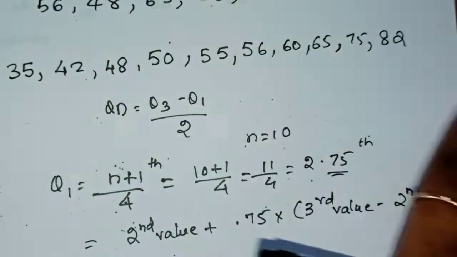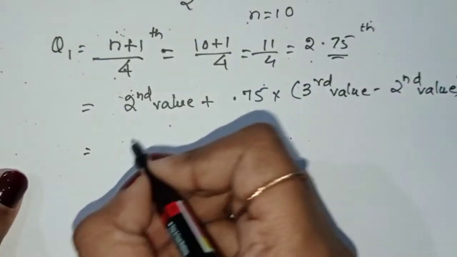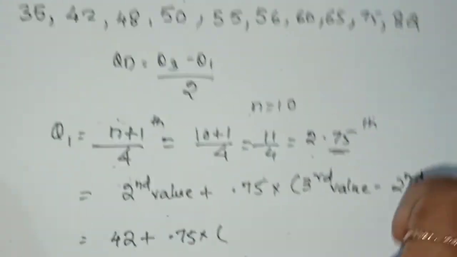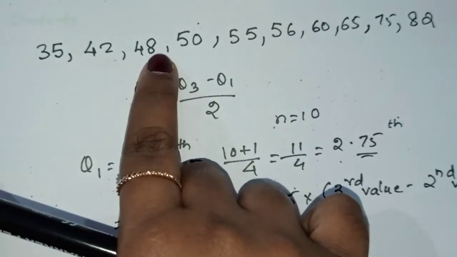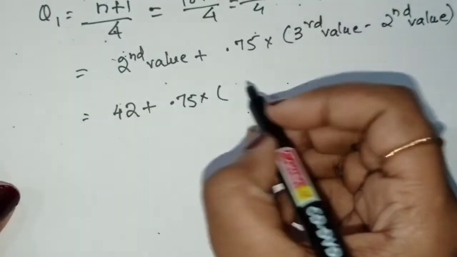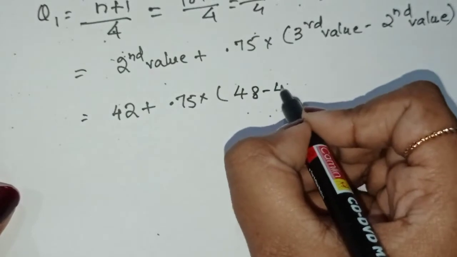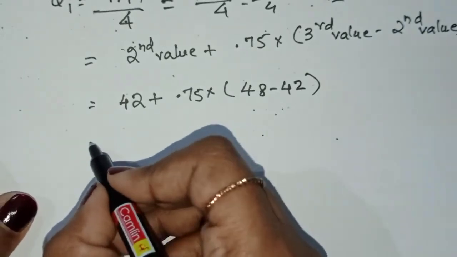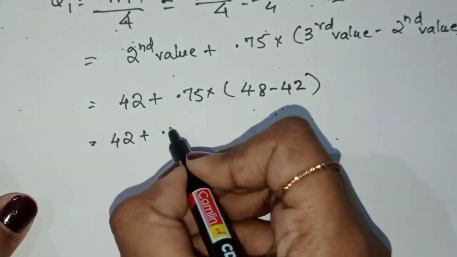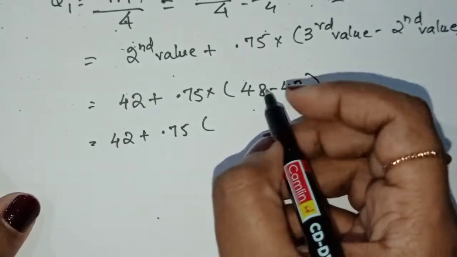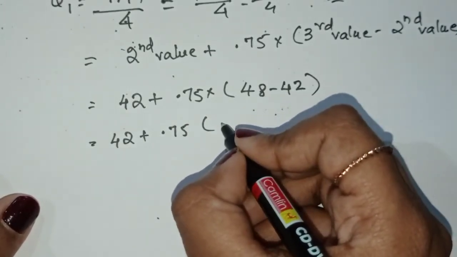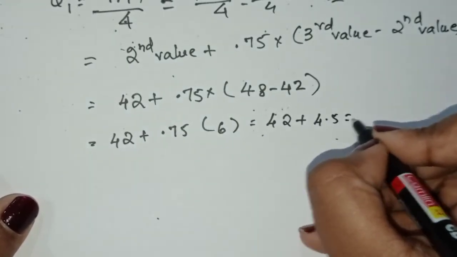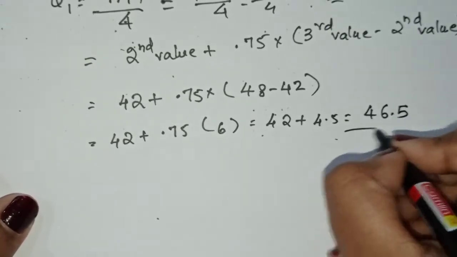The second value here is 42. So we'll write 42 plus 0.75 into, now here the third value is 48, so 48 minus 42, which is the second value. Okay, that is 42 plus 0.75 into 48 minus 42, we will get 6. So that is 42 plus 4.5, that is equal to 46.5. Now this is our Q1.